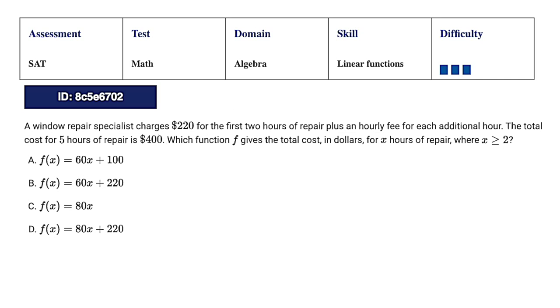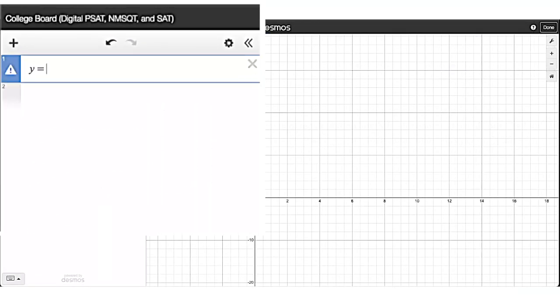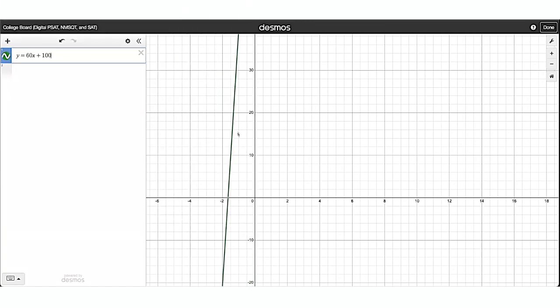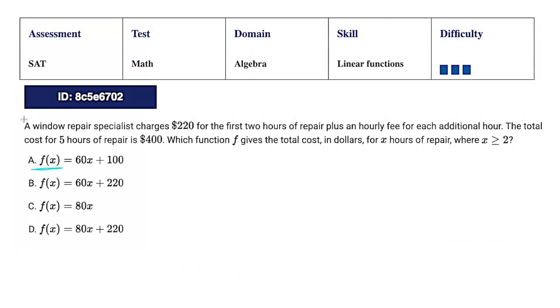We'll start with A. Just remember that f of x is basically y, so that's going to turn into y. So the first answer was y equals 60x plus 100. Okay, so we have a line. How is the line going to help us? Well, we can double check to see if the point matches up, because they basically gave us a point. They said 5 hours of repair, so 5 equals x is $400. So we're looking: does the point (5, 400) exist on the line?